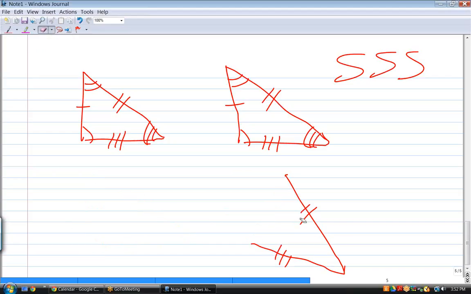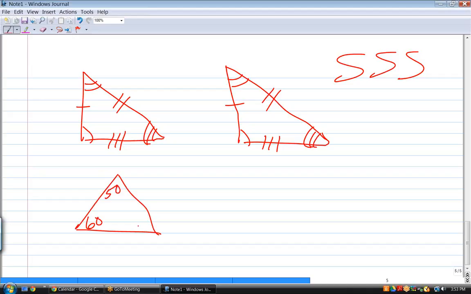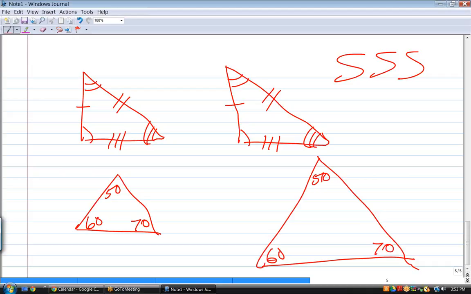Okay, now, if I have two triangles that have the same three angles, does that make them congruent? Yes. Well, let's draw a picture. Make this one 60, 50, and 70. Over here, I'm going to draw a triangle that has 60, 50, and 70. Same three angles. Are those two triangles congruent? No. They're similar. There's two words, congruent and similar. Similar means same shape, same three angles. But it doesn't necessarily mean the same three sides. But it does suggest a proportionality.